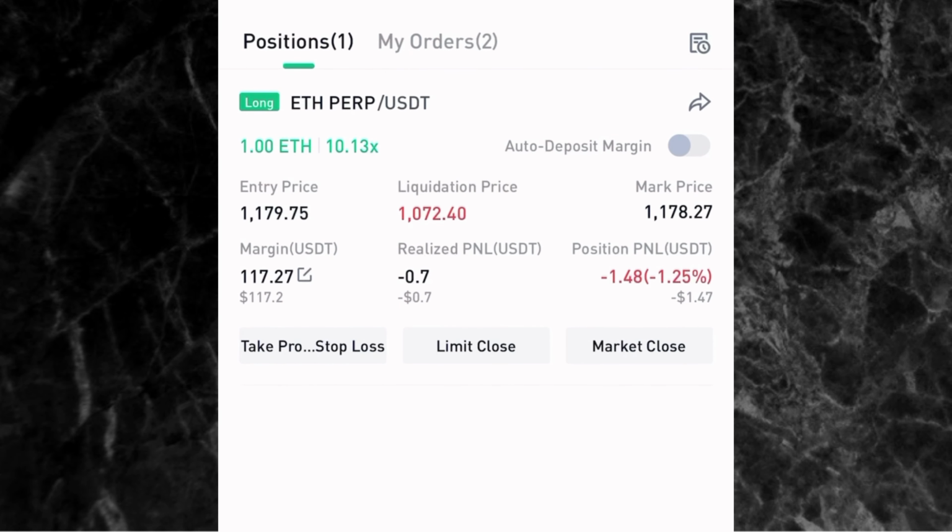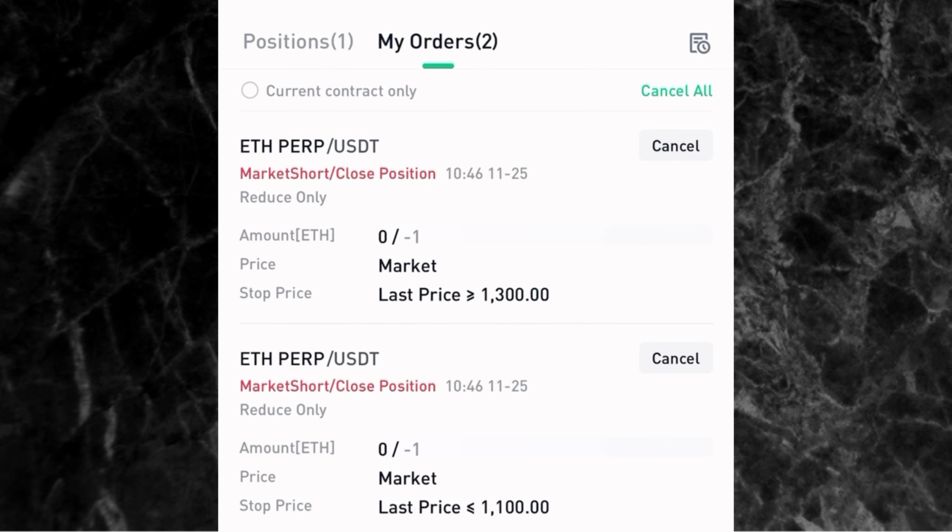So you can see that on this trade right now, we are currently losing about $1.4. That's about 1% of the money. So I'm going to try and close this trade right now. To close this trade, you come here to where you have close right here, but don't forget that you still have your take profit and stop loss. So you check your take profit and stop loss under my orders right here. You can see our take profit is $1,300 and stop loss is $1,100.